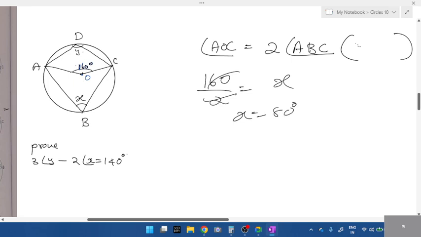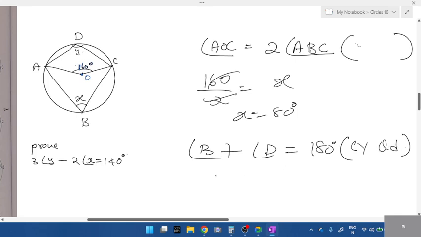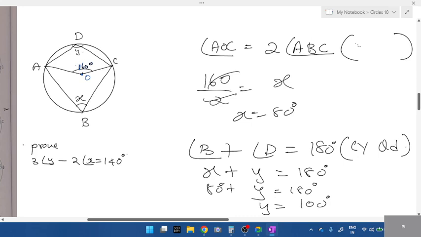If you want to find the reflex angle, but all this is too complicated. Instead of that, can we directly find angle Y? How are they related? Angle X plus angle Y is equal to 180. What is the statement? Sum of opposite angles in a cyclic quadrilateral is 180. Angle X is equal to 80 degrees. What is Y? Yes, 100 degrees. They have asked us to prove it.